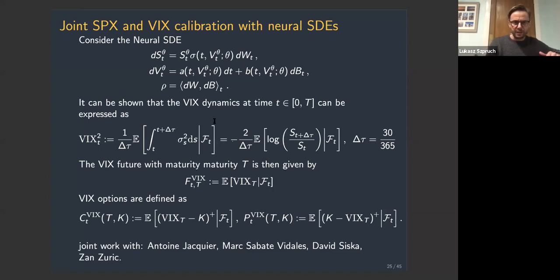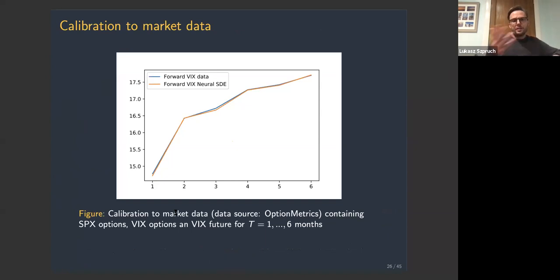So again, we have our neural SDE set up. We take VIX and we compute the forward for VIX. This is this F, and then consider the calls and puts. And this is the result of the calibration of the forward. So it gives a good result.